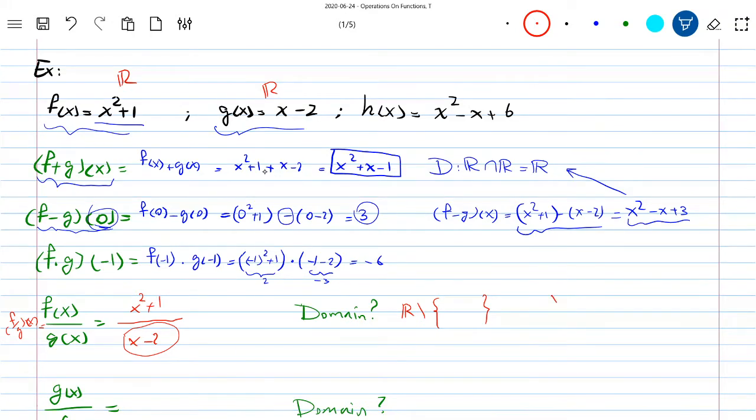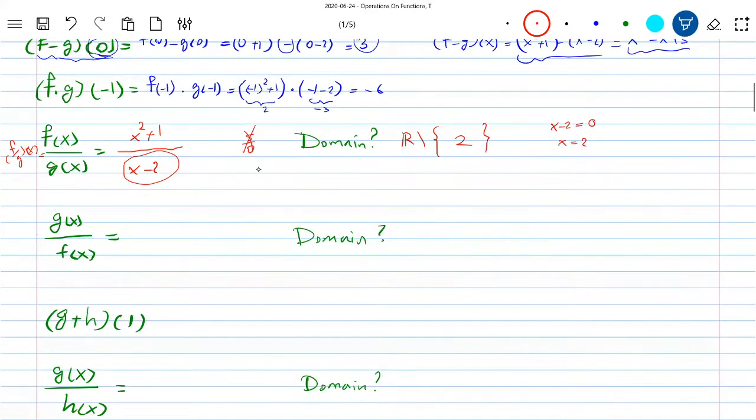So I want to figure out where x minus 2 equals 0. x would be 2. So I have to exclude that point, because if I replace 2 into the function, then the function f divided by g would be undefined. You would have 2 squared plus 1 is 5, divided by 2 minus 2 is 0. You would get 5 over 0. That's an undefined value, not possible.